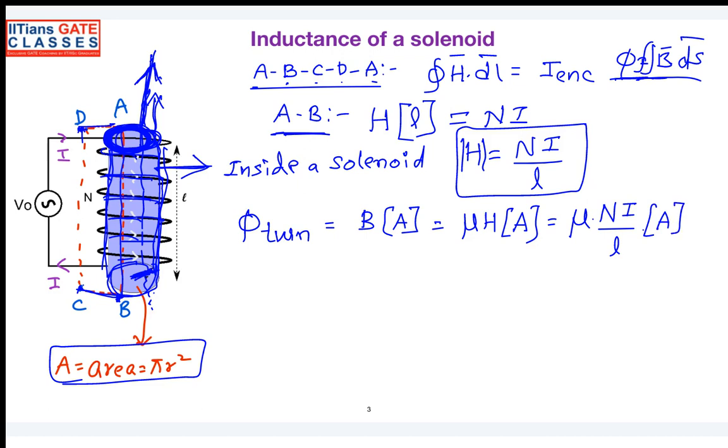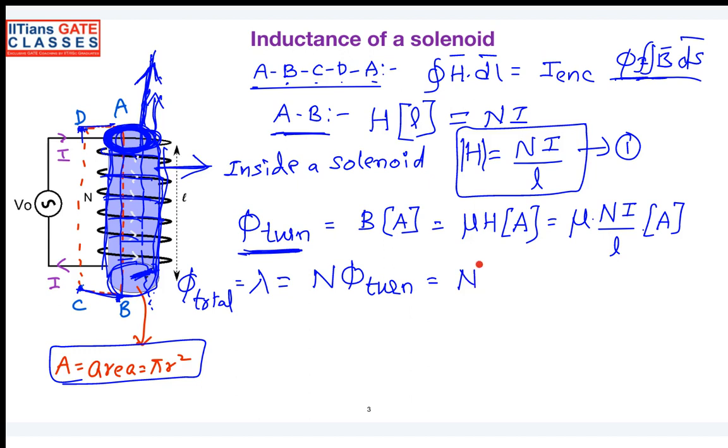So just now you can see this equation I have substituted there. So this is the flux per each turn. So what is the flux linkage then? The flux linkage will be N, the number of windings, times the flux per each turn. So the flux linkage is also said to be the total flux. You multiply the flux per each turn with N, so you are going to have N squared mu A by L into I.